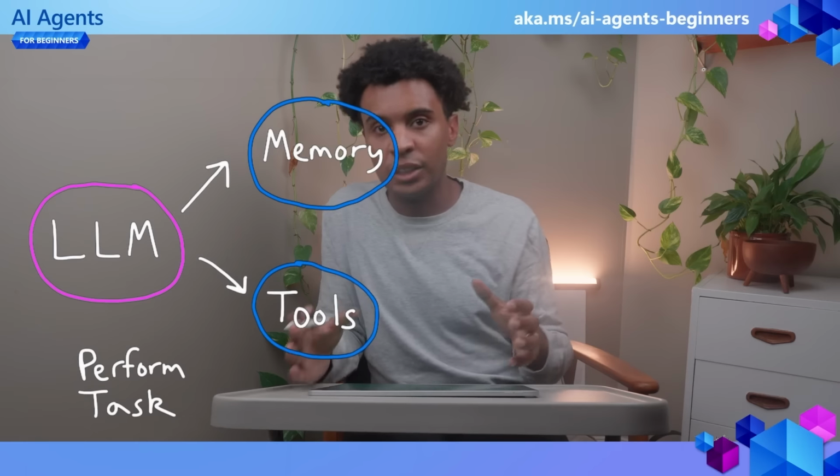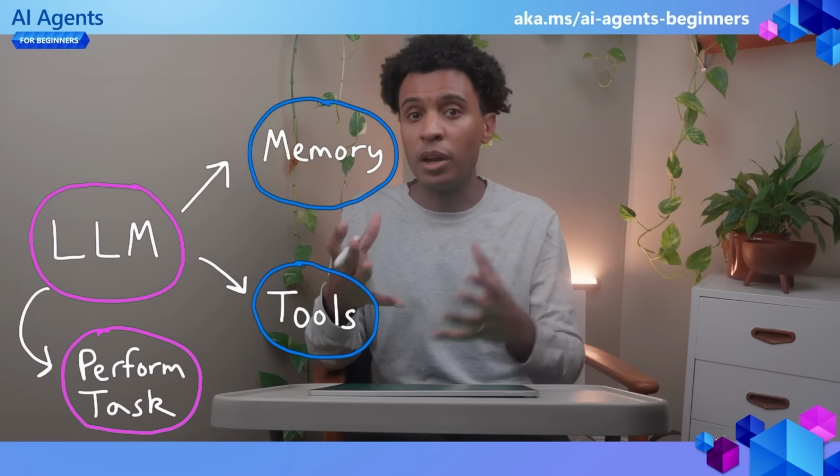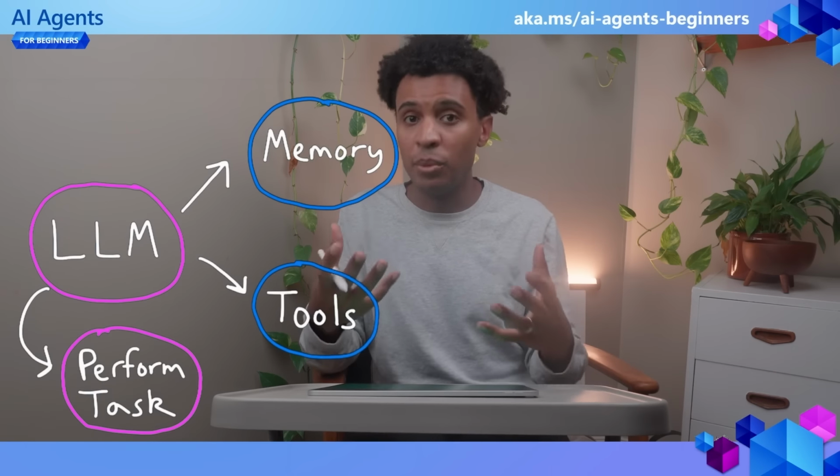And combining all of these things, an agent uses the LLM to recognize the task the user wants to complete, identify what available tools are needed to complete that task, and memory to gather the information and data that's needed to complete that task.